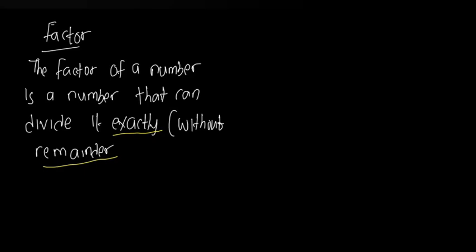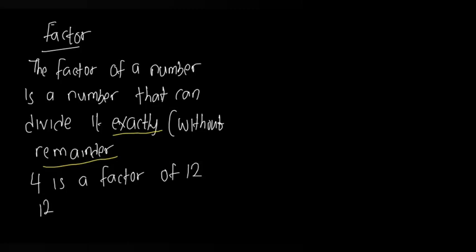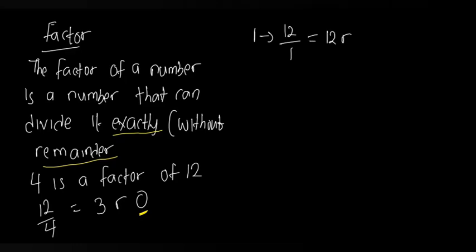So for example, let's look at 12. We talked about 4 that time. When we say 4 is a factor of 12, we're trying to say 12 divided by 4 gives us 3, remainder 0, no remainder. And if we look at other factors of 12, we can say 1 is a factor of 12, because 12 divided by 1 gives us 12, remainder 0, no remainder.